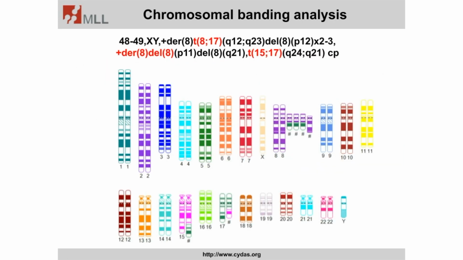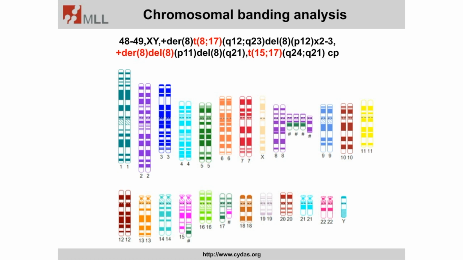So this is a CITES picture where you can see that this patient has a very, let's say, complex karyotype. That means you see the 15;17 translocation, which is a typical translocation in acute promyelocytic leukemia, but you also see that there is also a translocation 8;17, and you see derivative chromosomes 8 in this case. So this is from chromosome banding analysis and from 24-color FISH.